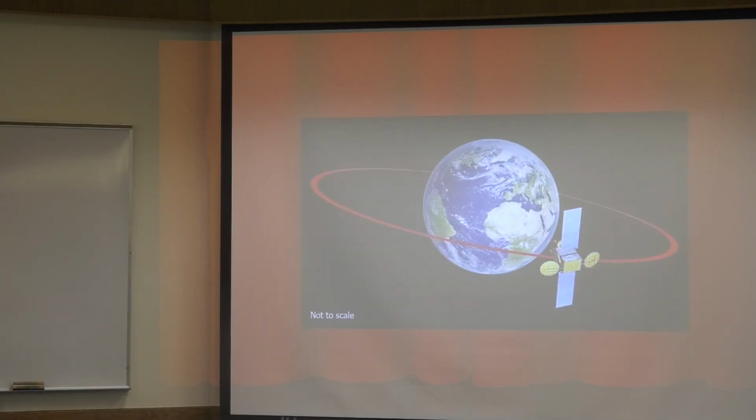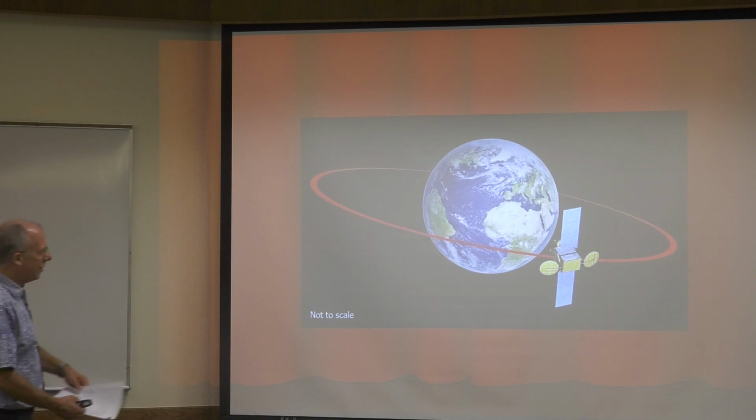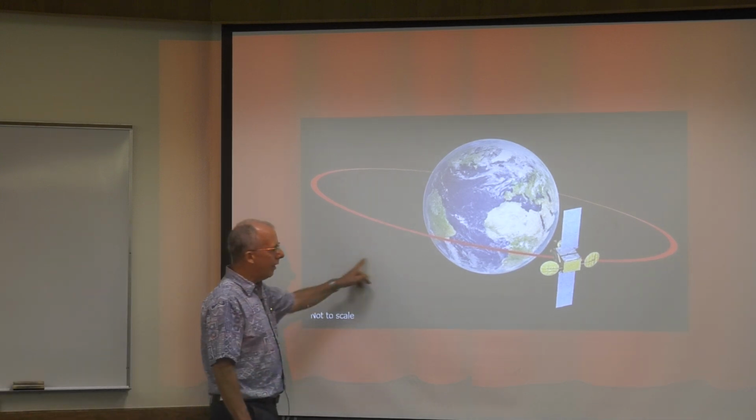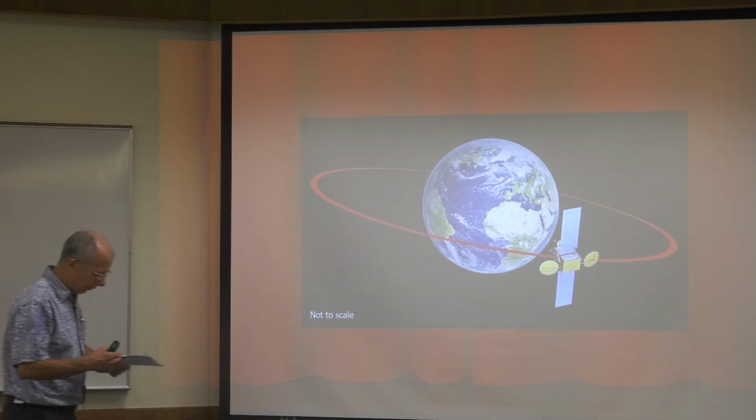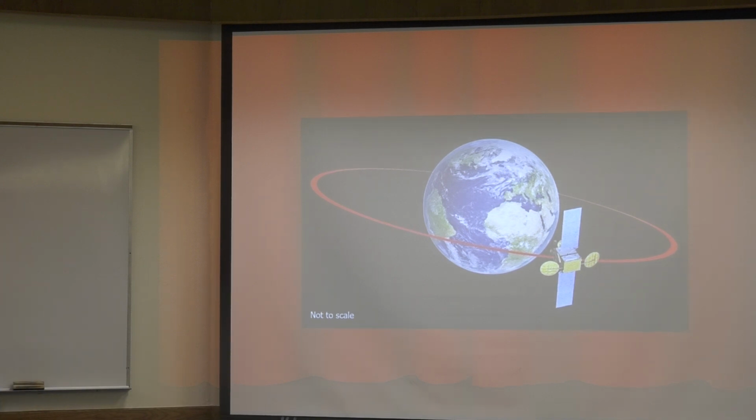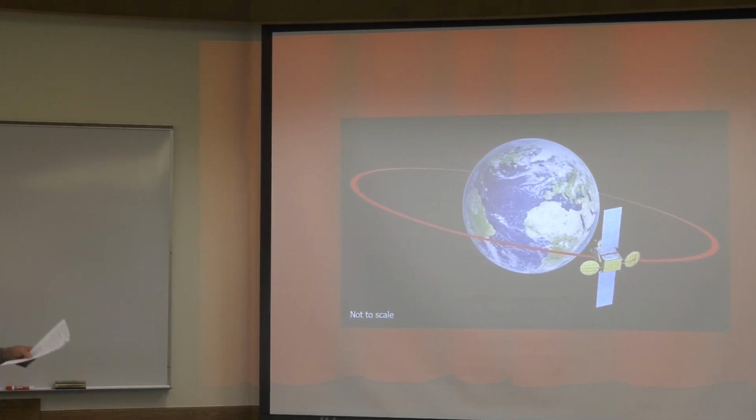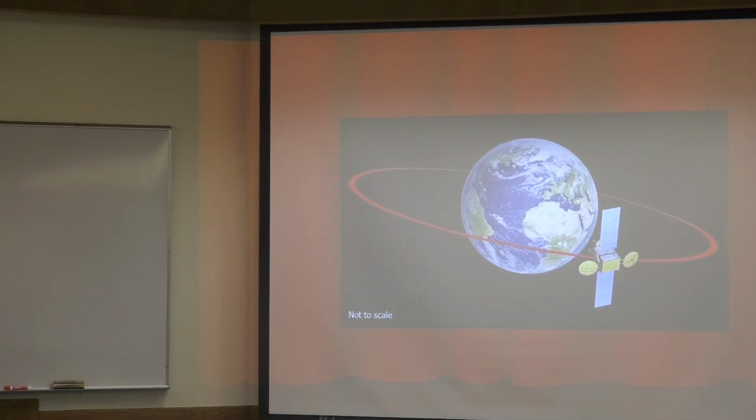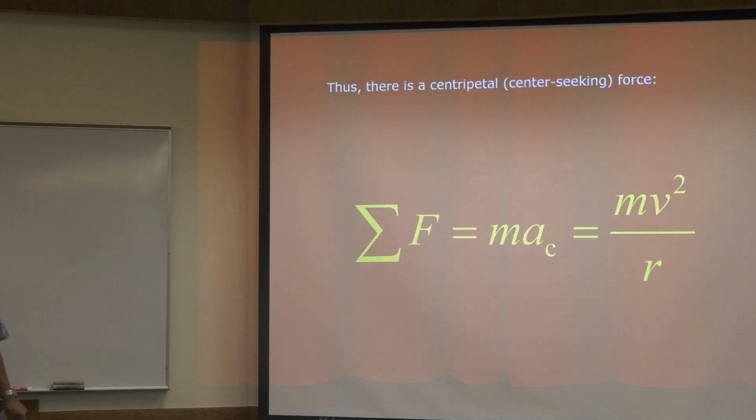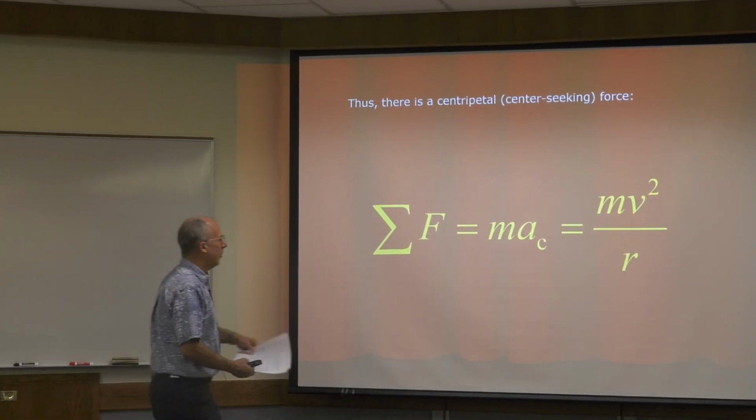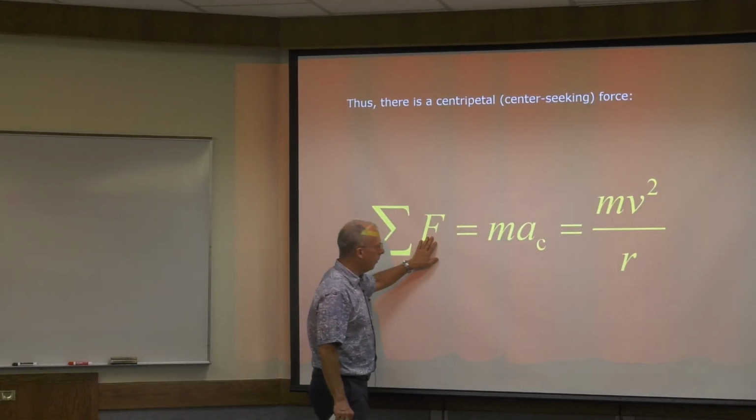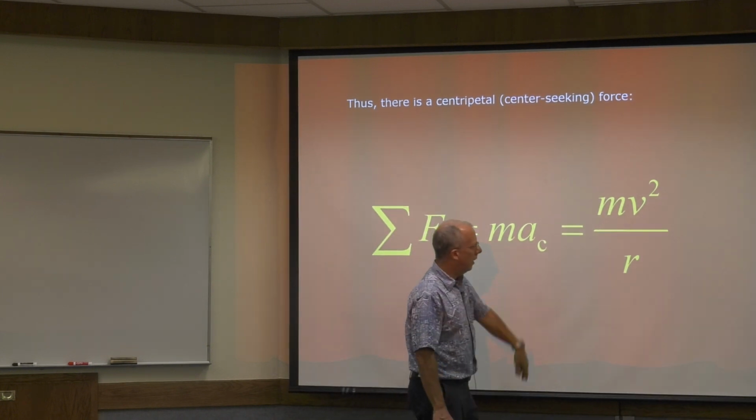Okay, let's beat this to death. This is not to scale, right? So here's a satellite that orbits Earth. What's the force that causes that satellite to go in a circle around the Earth? Gravity. What's the direction of the gravitational force that the Earth exerts on the satellite? Towards the center of the Earth. Therefore, what's the next slide going to be? Ta-da! So the sum of centripetal forces equals m a_c equals mv squared over r.